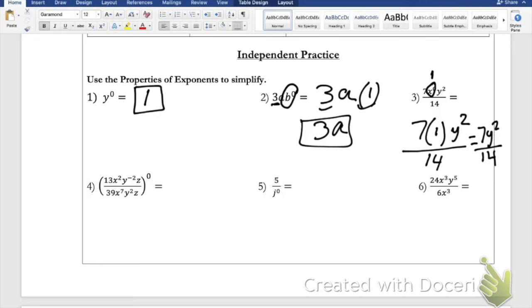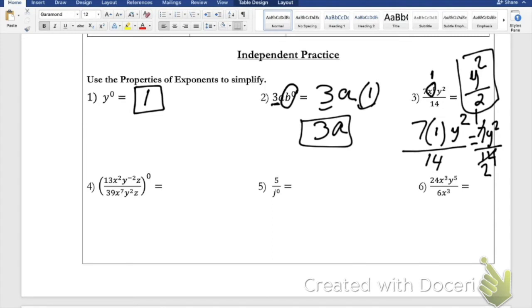I can simplify this a little more because 7 and 14 have 7. You can divide both sides by 7, right? You can reduce them by 7. So 7 divided by 7 becomes a 1. 14 divided by 7 is a 2. So now you have 1 y to the second over 2. You don't really need to write the 1, a coefficient of 1. So your final answer for this one would just be y to the second over 2. And that's your final answer.